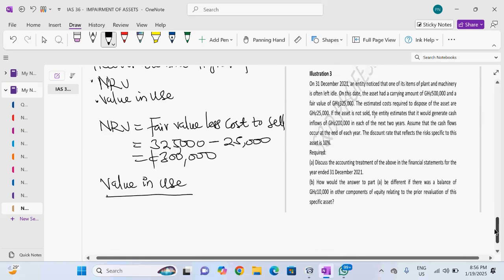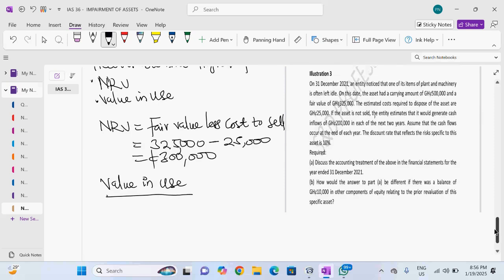So we said that if the asset is not sold, the entity estimates that it will generate cash inflows of 200,000 in each of the next 2 years. Is it a single cash flow or an annuity? It's an annuity, because in each of the next 2 years there are equal cash flows at equal intervals. So the value in use is basically finding the present value, and we'll be using the present value annuity formula.